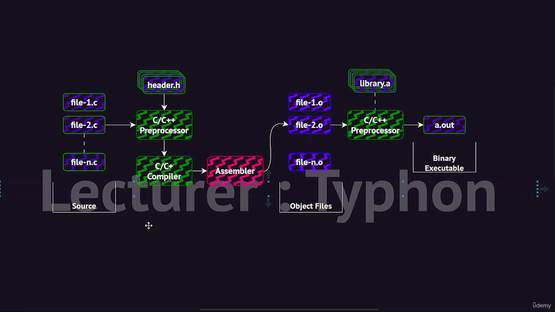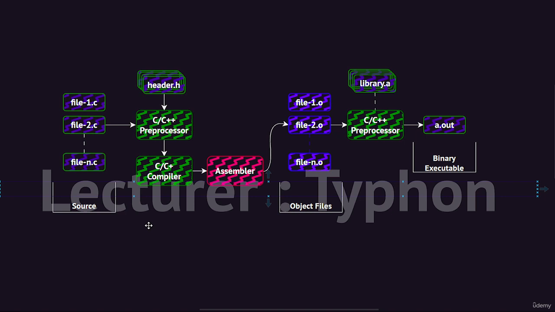This initial phase involves the preprocessing of the source code. It includes operations such as macro expansions, file inclusion, and conditional compilation. Preprocessing ensures that the code is ready for subsequent stages of compilation. We also have the compilation phase. In this phase, the preprocessed source code is translated into assembly language specific to the target architecture. The compiler analyzes the code syntax, checks for errors, and generates assembly instructions accordingly.